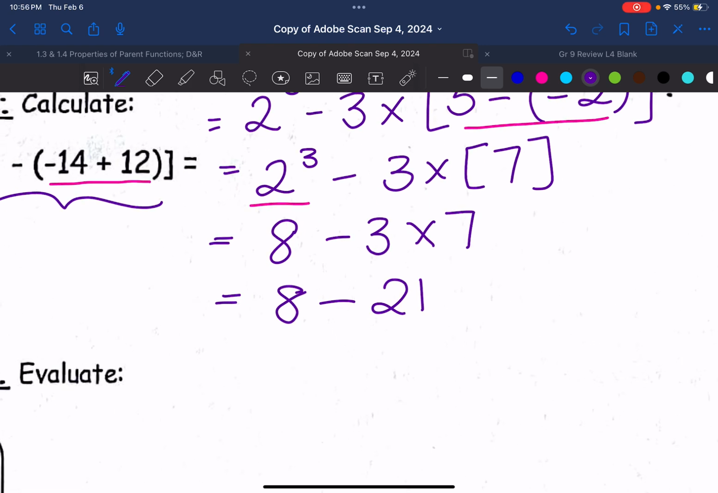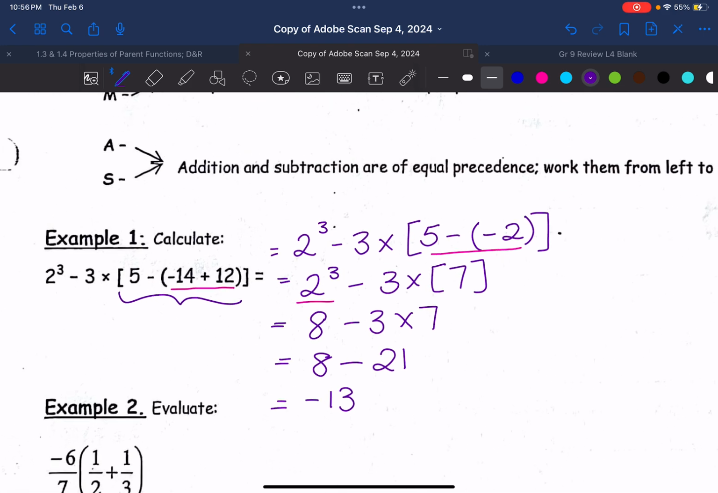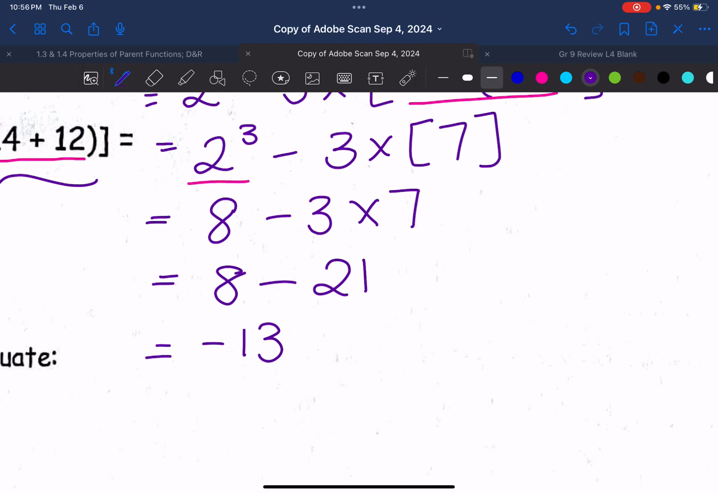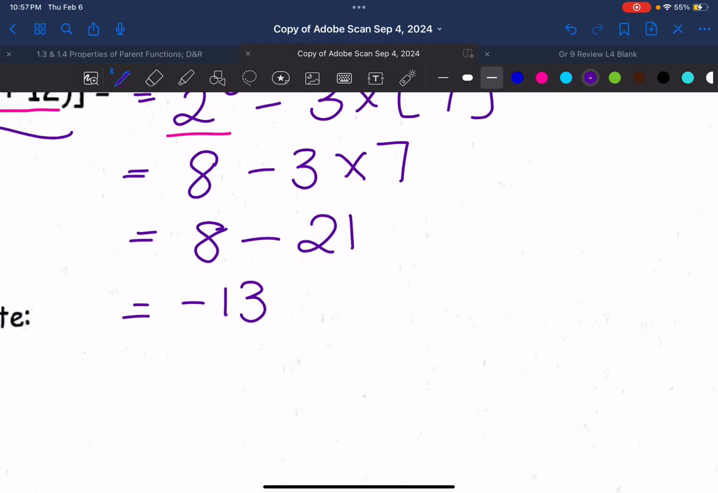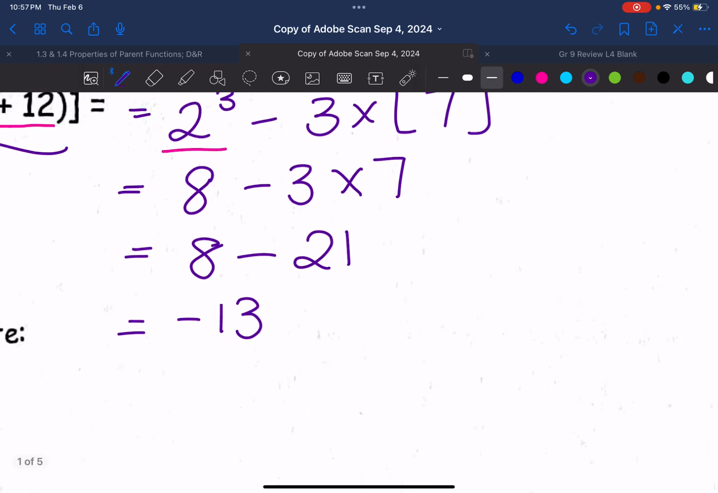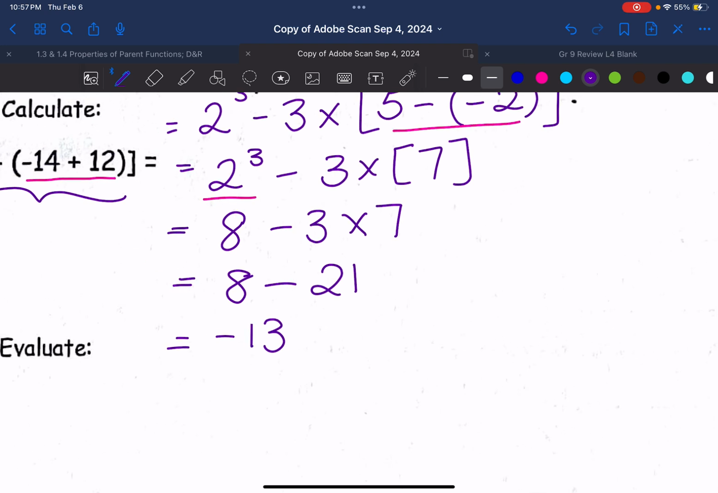So I can subtract those two terms together, and it will be negative 13. And that is your expression. If you were to go out of order of BEDMAS, you would notice that your answer will be way different. So for example, if I had subtracted in this bottom third line and did 8 minus 3 first, then I would be doing 5 times 7, which is positive 35, way off from negative 13.